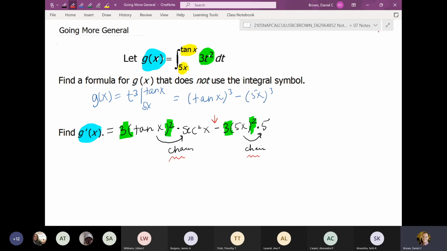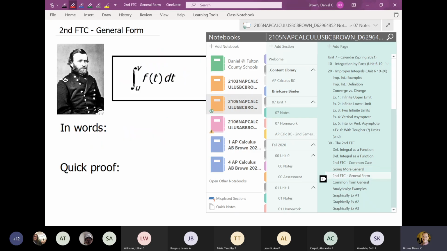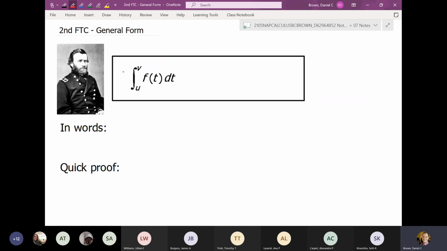To write this as a formula, the general case, again, the second FTC tells us how to take the derivative of an integral. I used u and v on here to show that those are more than just a constant and more than just x. So u and v actually represent functions. In words, how I actually do this, we still have the first FTC. I think of it as plug in the top times its derivative. So the derivative of what you plugged in.